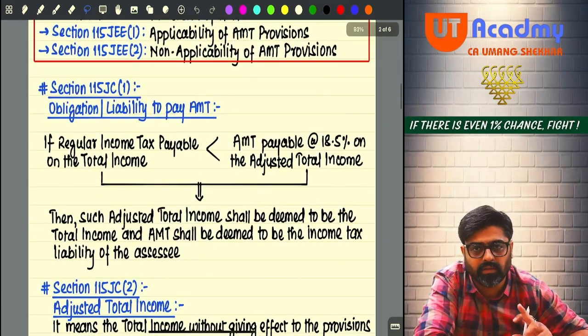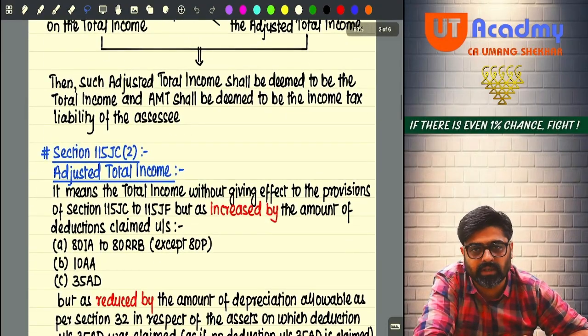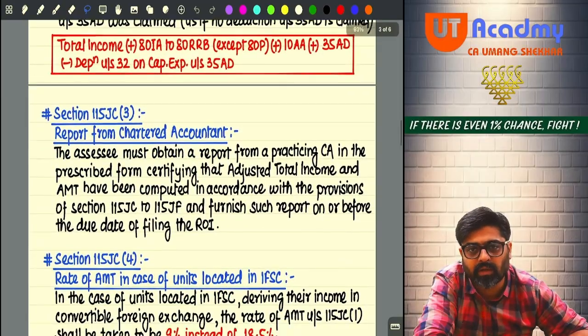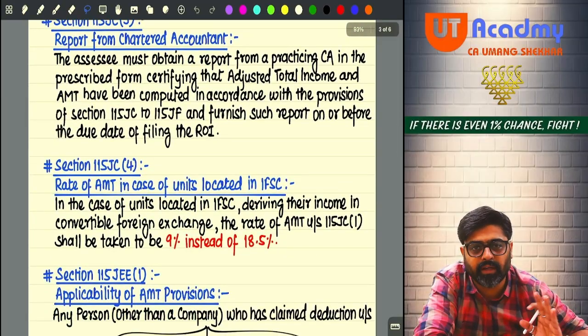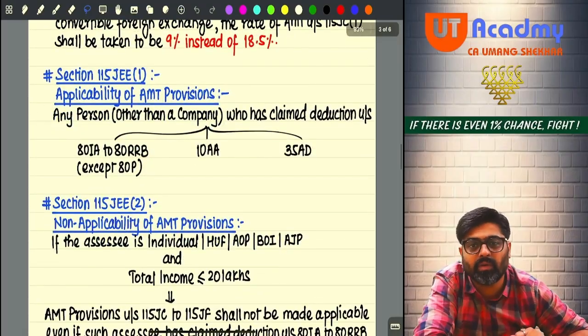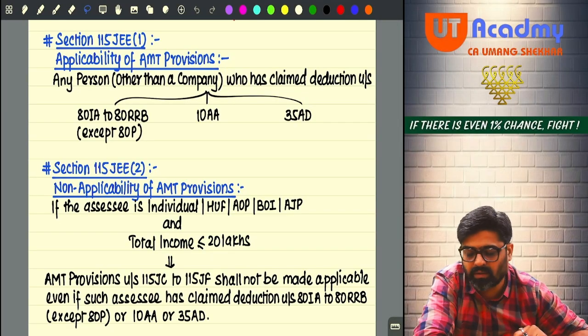And see, 115JC(1), when are you liable? 115JC(2), how to calculate adjusted total income. Then 115JC(3), report from a chartered accountant. 115JC(4), instead of 18.5%, a 9% rate is there. 115JEE(1), to whom the provisions are applicable. 115JEE(2), when the provisions are not applicable. Even if these three deductions are claimed, the provisions of AMT will not be applicable.